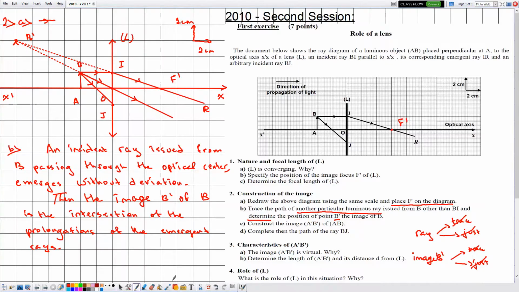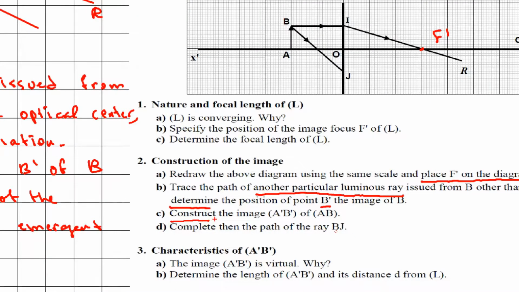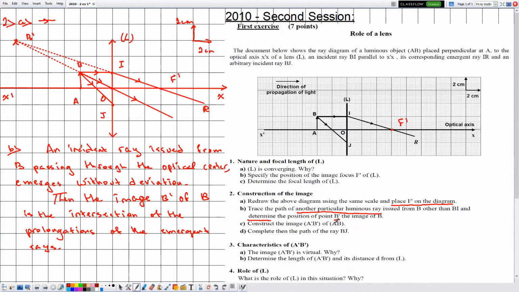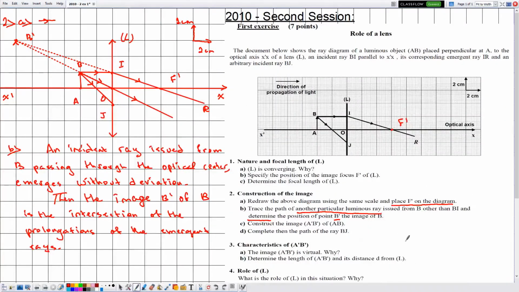Now in part C, they are telling me construct the image A prime B prime of AB. Okay, and the word construct means that we need to trace and justify. So the image A prime B prime consists of 2 points, of B prime and of A prime. So we have already done the tracing and the justification of B prime. Now it's left to trace and justify A prime. So we need to trace and justify A prime.